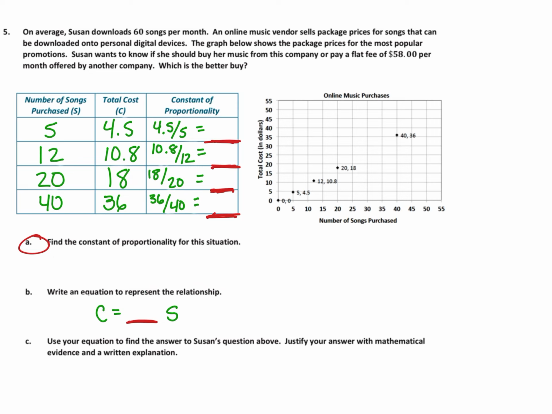C. Use your equation to find the answer to Susan's question above. Justify your answer with mathematical evidence and a written explanation. Okay, so for this one, she usually buys 60 songs. So you're going to take that constant of proportionality and multiply it by 60 to figure out what this company costs. The other company charges $58 per month. So is this answer or this answer a better option? So fill in that constant of proportionality there, multiply it out, and compare which one is cheaper.